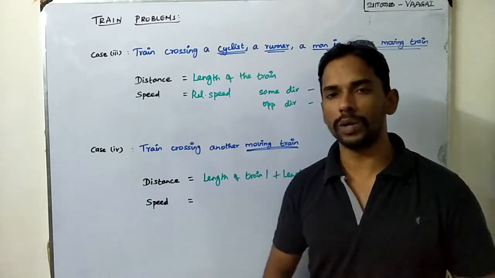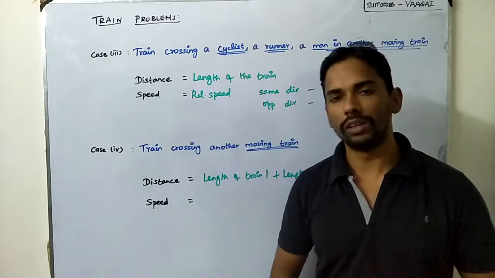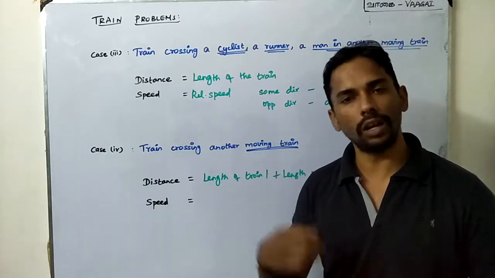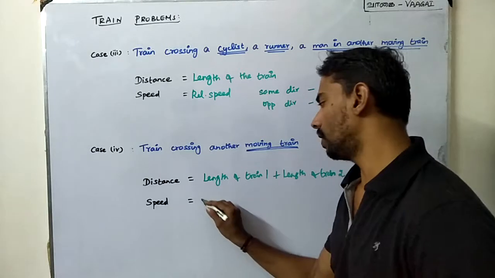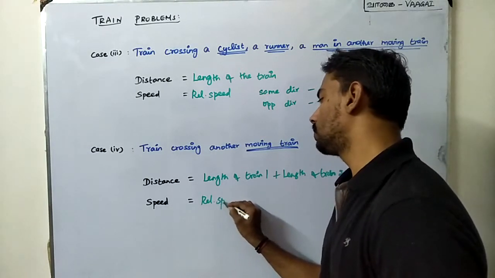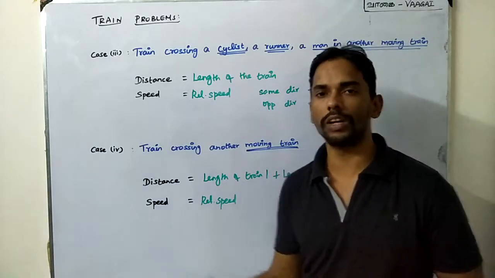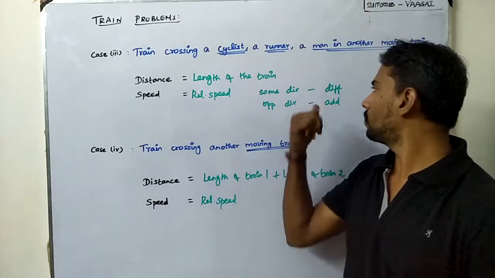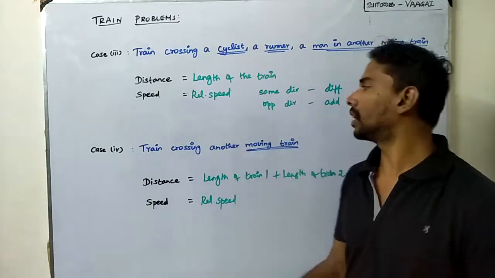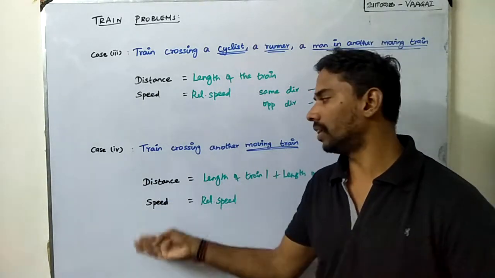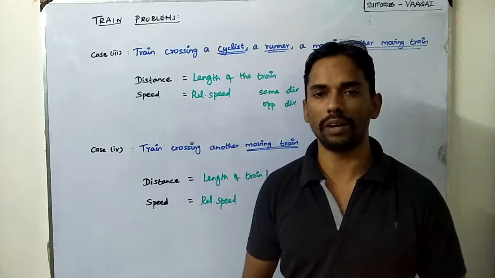And next, coming to the speed, again similar to our 3rd case. Here both the objects are moving, so we have to consider the relative speed. If it is relative speed, when it is the same direction we find the difference, and for the opposite direction we add the 2 speeds. Again, if you want the time, we can just divide distance by speed to get the time taken.